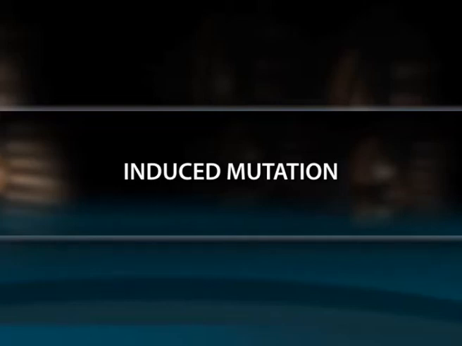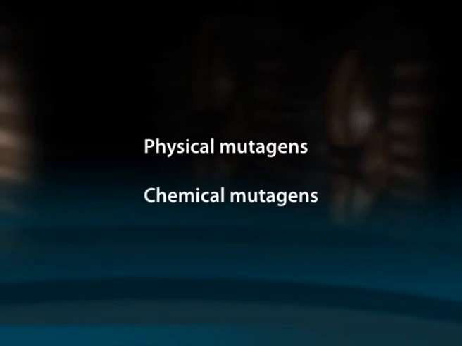Induced mutation. The artificial production of mutation is called mutagenesis and the mutation inducing agents are called mutagens. Mutagens act at the molecular level, inflicting abnormal alterations on DNA. Mutagens are of two basic kinds, namely physical mutagens and chemical mutagens.